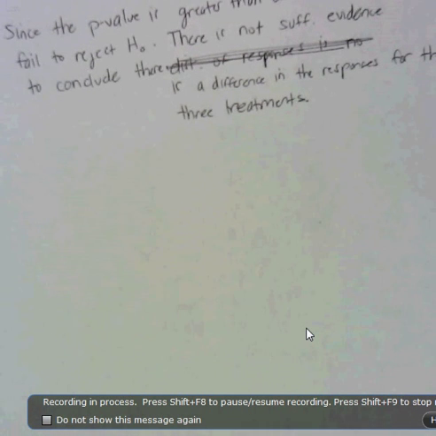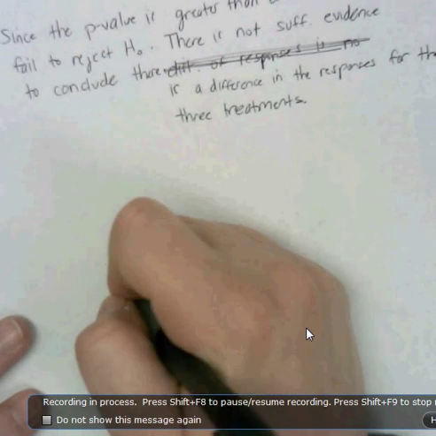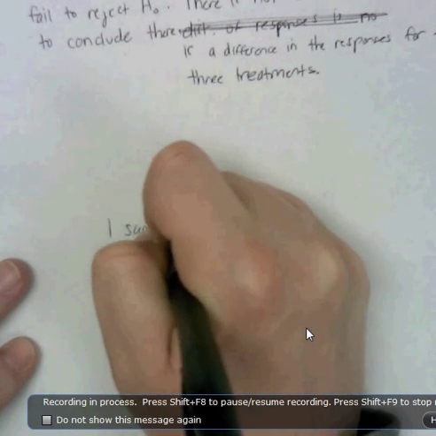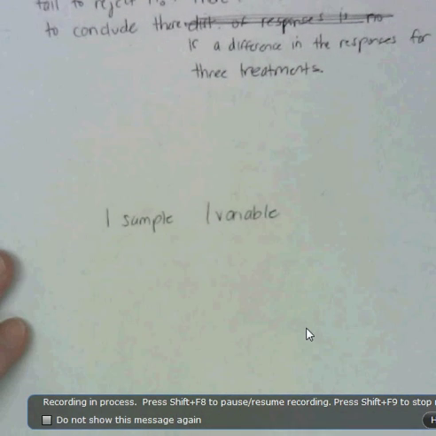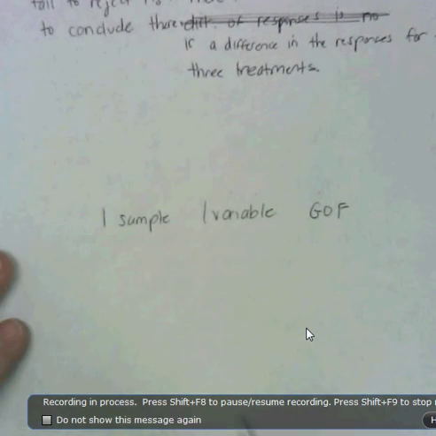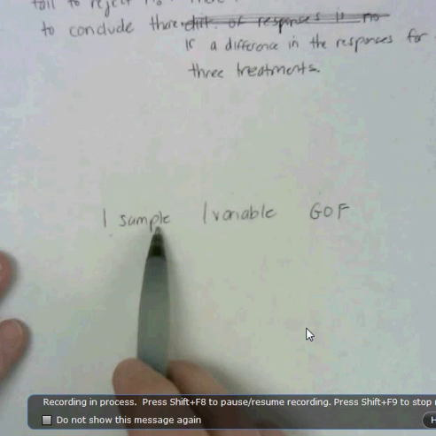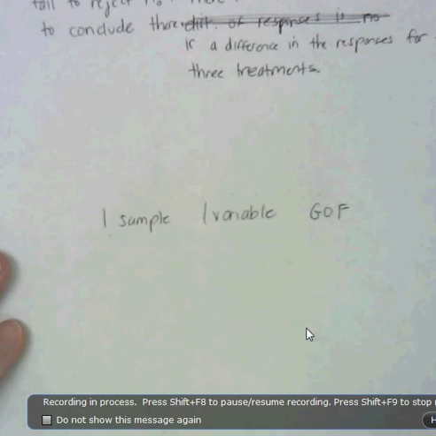So the question always is, which test am I doing? Okay, if you have one sample and one variable, okay, so one sample, one variable, this is a goodness of fit test, GOF. Okay, so one sample, yesterday we did the example with M&M colors. One sample was taken, the colors was the variable, we were doing a goodness of fit.